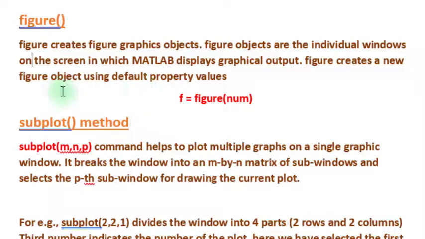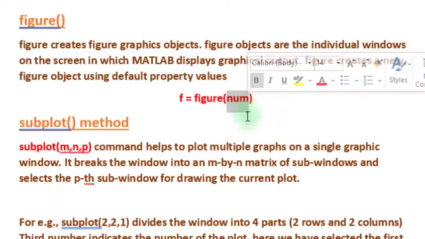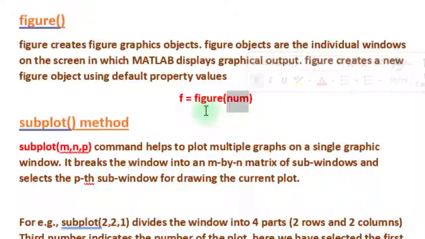Figure creates a new figure object using a default property. The title of the window, the background color of the window, the color of the title, all these are set by default. We only have to call this figure object. To create any figure object, there is a syntax figure and num. This num indicates we have to write the figure number, whether it is figure number 1, figure number 2, and so on. Now we will see the practical demonstration of this figure object in Scilab.